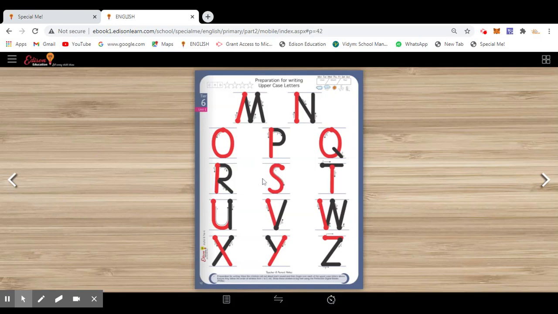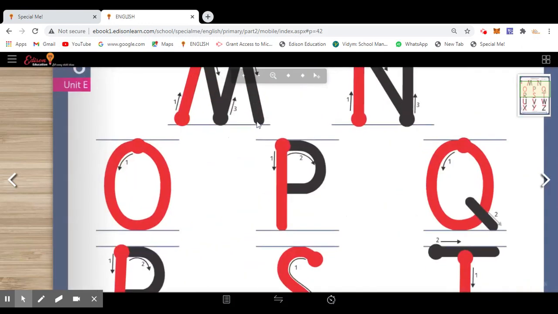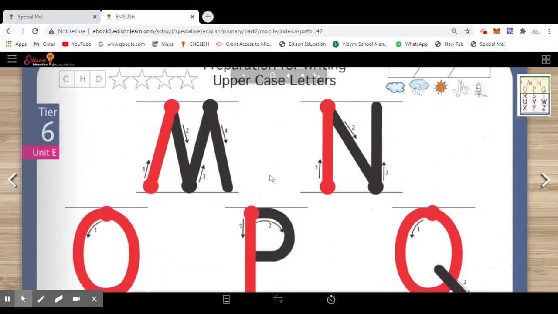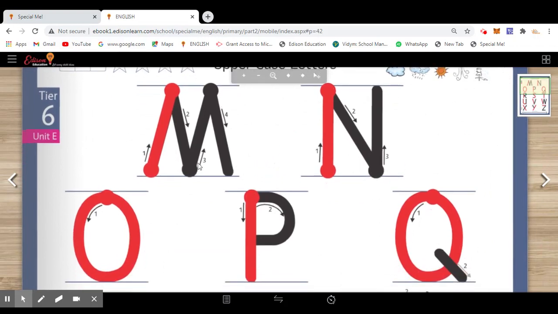Okay, so now look at the first letter. Which letter is this? This is uppercase letter M. And M is a phonic sound of letter M. So let's listen to its phonic song.